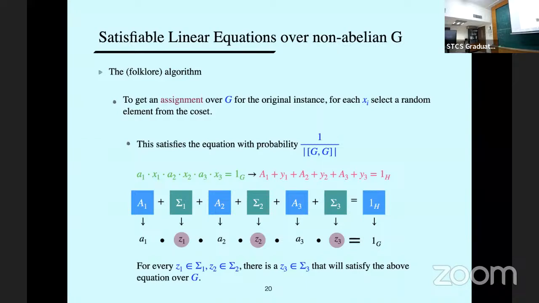And you can show that no matter what you pick here and what you pick here, there always exists one element from this coset that satisfies this equation over G. Okay, and that gives you a 1 over the size of the commutator subgroup factor. Because the size of this coset is the size of the commutator subgroup, no matter what you pick here and here, there is one element in this coset that will satisfy this equation. So the probability that it will satisfy this equation is 1 over the size of the commutator subgroup, and this is a 1 over |G'| approximation algorithm.